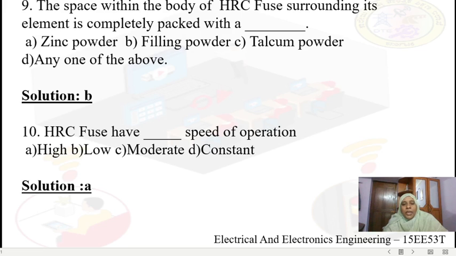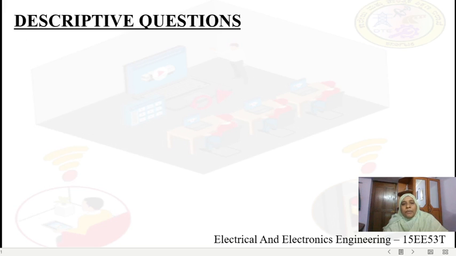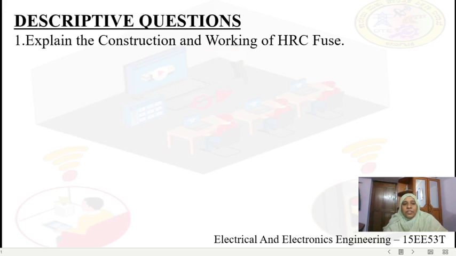These are a few MCQs just to brush up our memory of what we have studied, and to check whether we have understood or not. Let us see the descriptive questions which usually come from this topic in examinations. The first question is, explain the construction and working of HRC fuse. This is the most commonly appearing question in the question paper. Here you have to write both the construction and the working along with the sketch. The sketch will also carry marks. You have to write the construction in a separate paragraph and the working in a separate paragraph. It is usually asked for 5 marks.